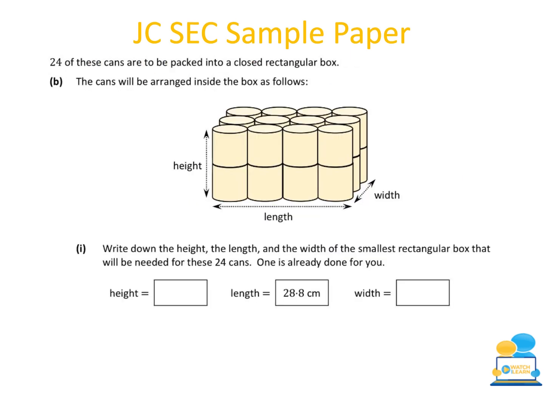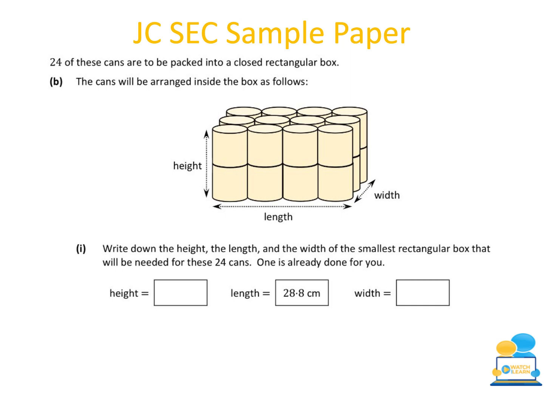Okay, so part B of this question then says that 24 of these cans are to be packed into a closed rectangular box. The cans will be arranged inside the box as follows. So we can see that we have 24 cans. We can see they're going up 2 cans, and then the length is 4 cans across and the width is 3 cans back. So it says write down the height, the length and the width of the smallest rectangular box that will be needed for these 24 cans.